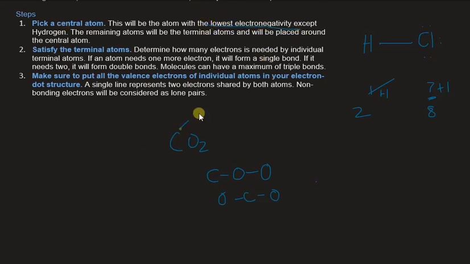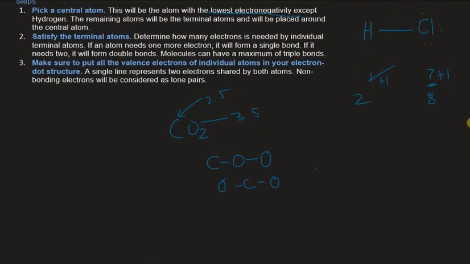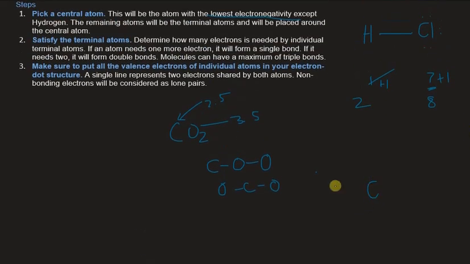So we'll check their electronegativity first. Carbon has 2.5 and oxygen has an electronegativity of 3.5. So carbon has the lowest electronegativity, and therefore we'll put carbon in the center. We have oxygen, carbon, oxygen. Next is to know their valence electrons. Oxygen 6, carbon 4, and oxygen has 6 valence electrons.